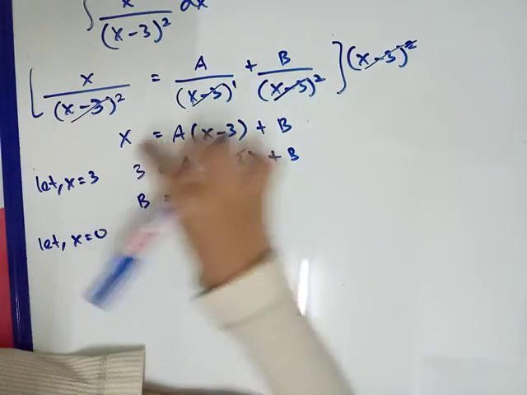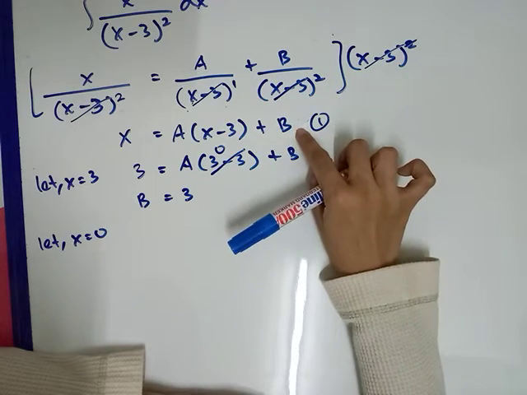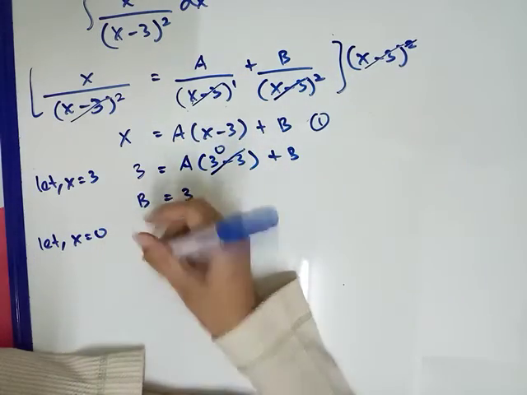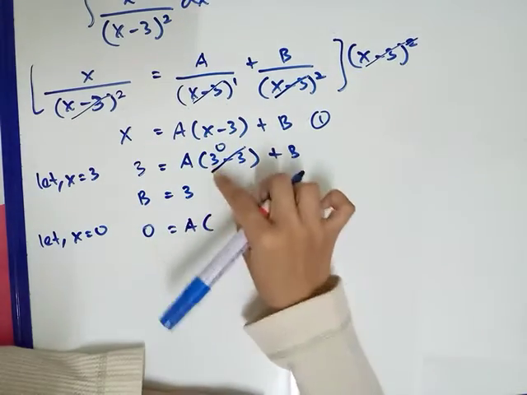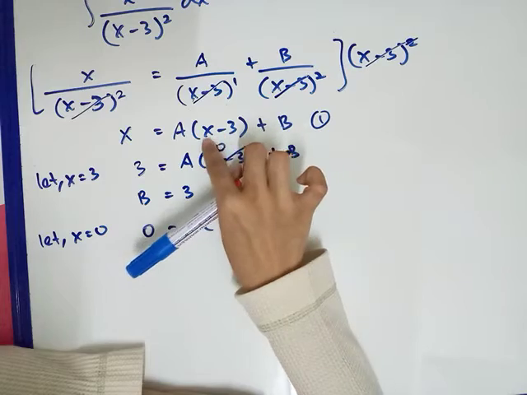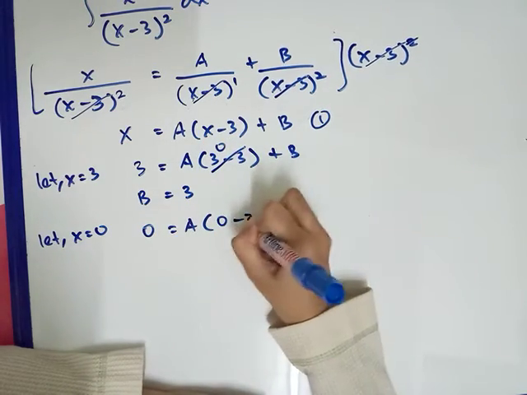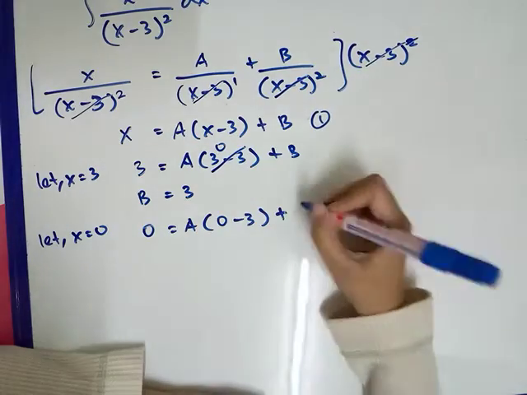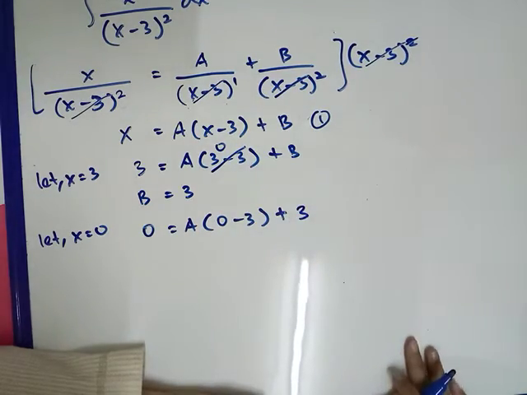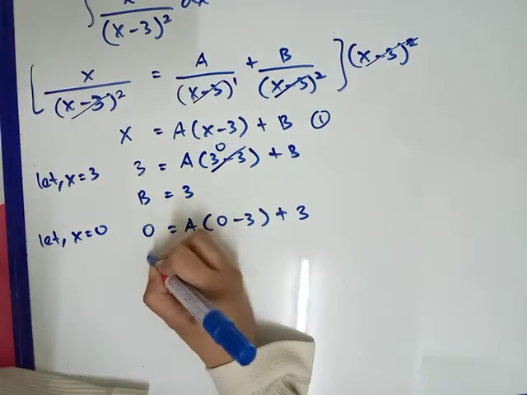Okay, and then for x, this one, okay, take out the first equation. Okay, first equation ni. So x equals to 0, substitute 0 into x, then a times x minus 3. Okay, substitute 0 into x. It is 0 minus 3 plus, we know that b is 3, right? So, okay, masukkan 3 tu into b.